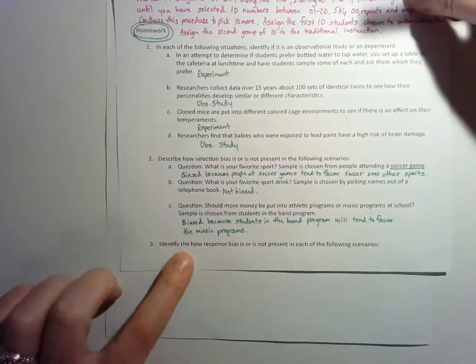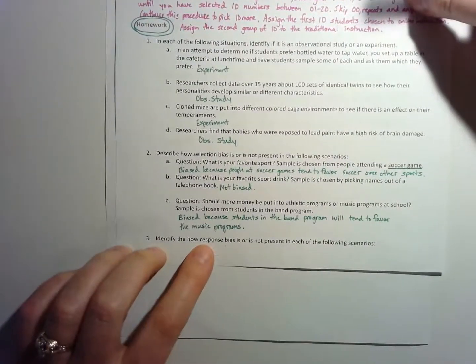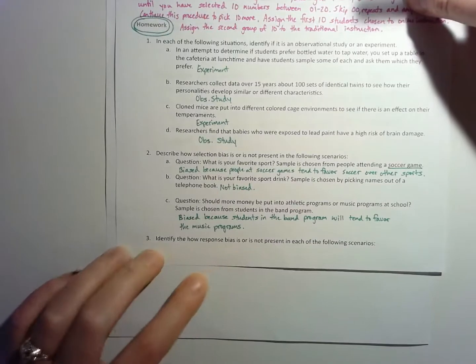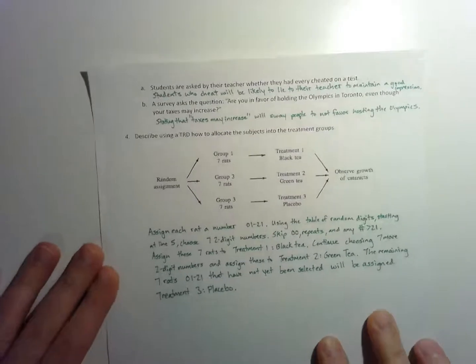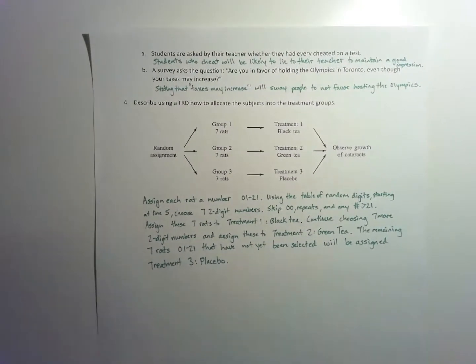Now it says, identify how response bias is or is not present in each of the following scenarios. So these last few examples are here on this last page. Students are asked by their teacher whether they had ever cheated on a test. So students who cheat will be likely to lie to their teacher if asked that question because they want to maintain a good impression with their teacher.